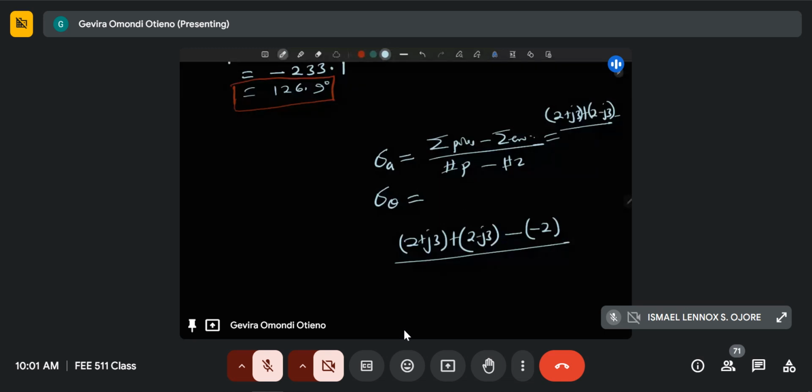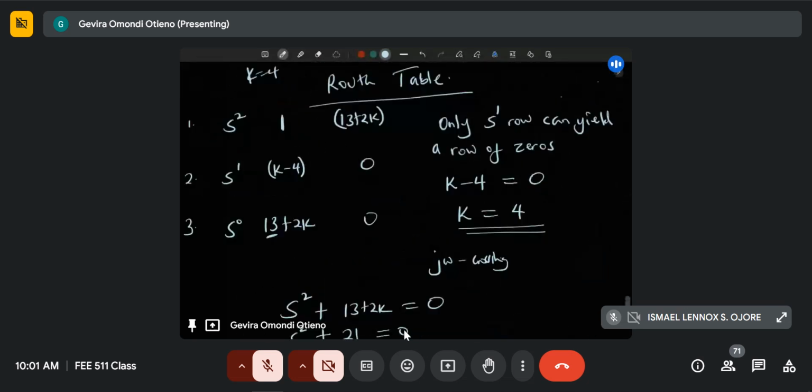Over the number of poles minus zeros. The number of poles is 2. The number of zeros is 1. What does this give me? The j's will cancel out, because we have j3 plus minus j3. So 2 plus 2 is 4, and we have 4 minus minus 2. Please make sure that I'm doing this correctly. So it is 6 over 1. Is it 6 over 1? Yes. Okay, so that is the intercept.